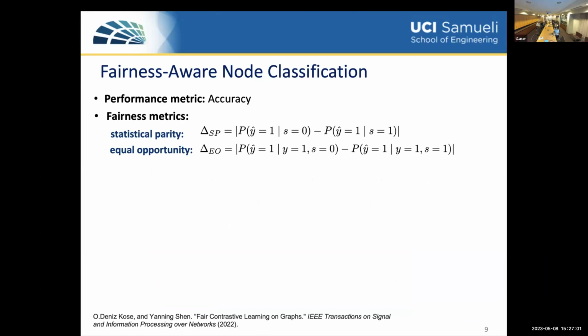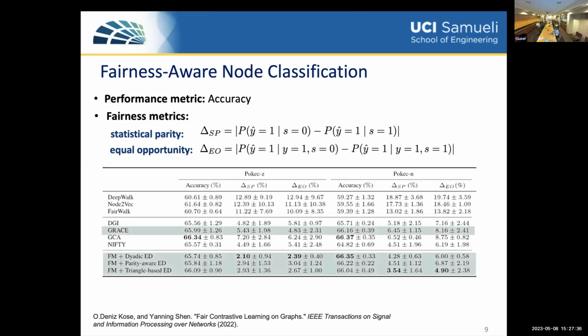Here, S denotes the sensitive attributes, Y hat denotes the estimated label of the particular node. And then this statistical parity basically denotes the discrepancy among positive rate, while equal opportunity, as you can see, characterizes the discrepancy in terms of a true positive rate. Okay? So these two criteria should be the lower the better. Okay? So here's the result.